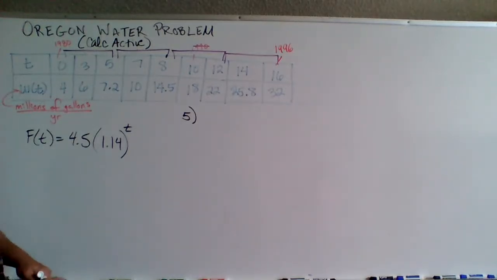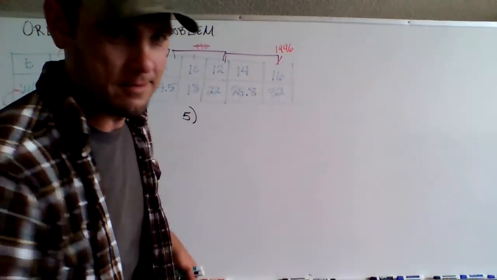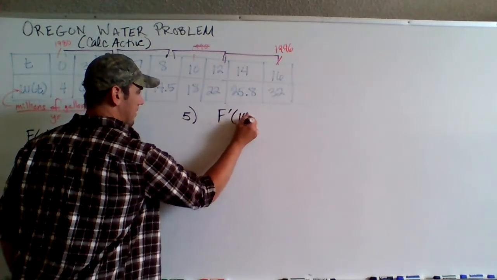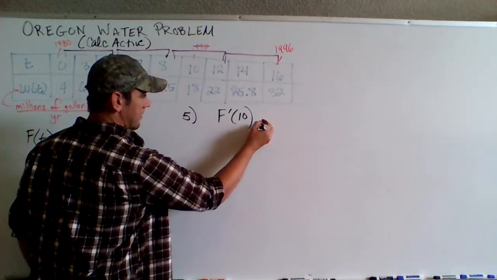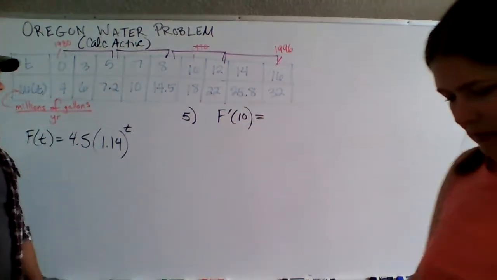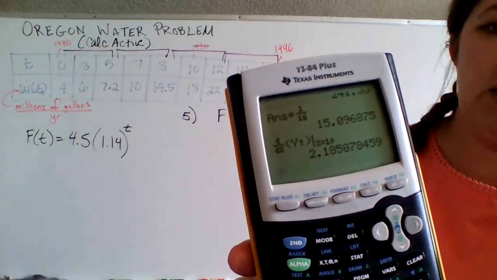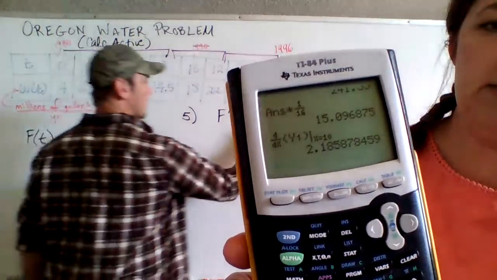I don't know. But anyways, if we want to find f prime of 10, don't we just math 8 that? You sure do. Yeah, I want to find this derivative, and we're going to evaluate it at 10. And we should get 2.186.